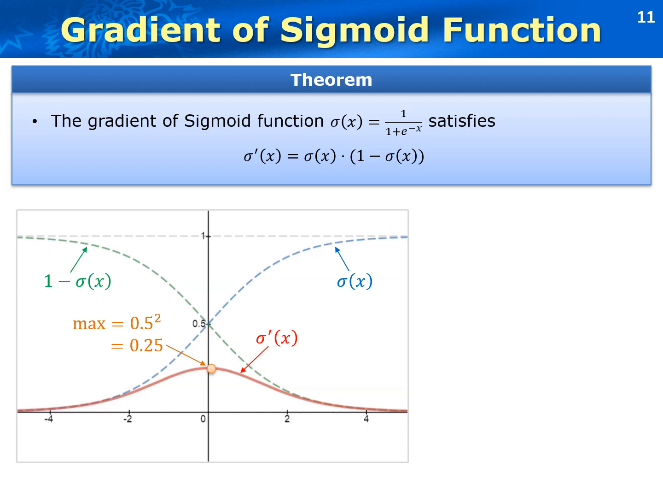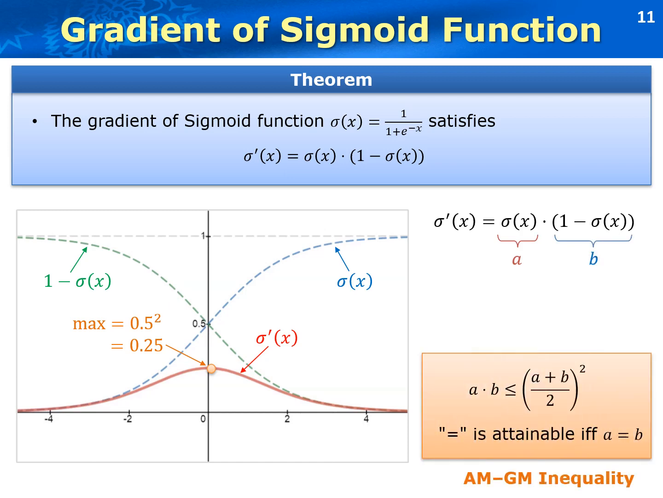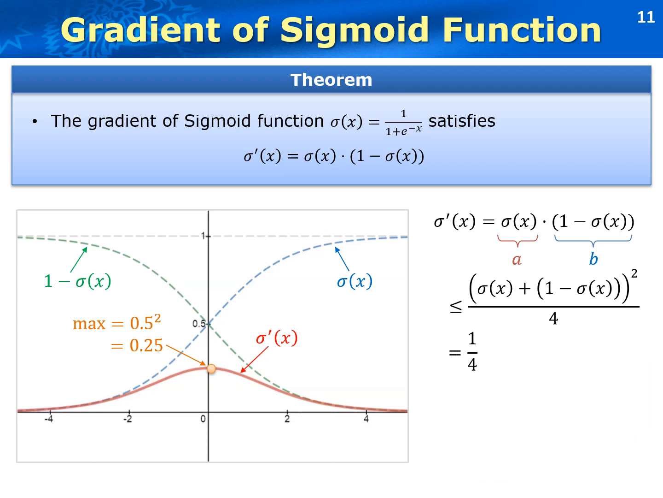This is the maximum value of the derivative of the sigmoid function. Mathematically, this maximal value can be obtained from this expression. If we use a and b to denote these two terms, in light of the inequality of arithmetic and geometric mean, we have the following result. In the denominator of this expression, sigma plus 1 minus sigma equals 1. Thus, the final result is bounded by 1/4. Here, the equality sign is attainable whenever sigma equals 1 minus sigma. That is, sigma equals 1/2, which is consistent with the graphical result.